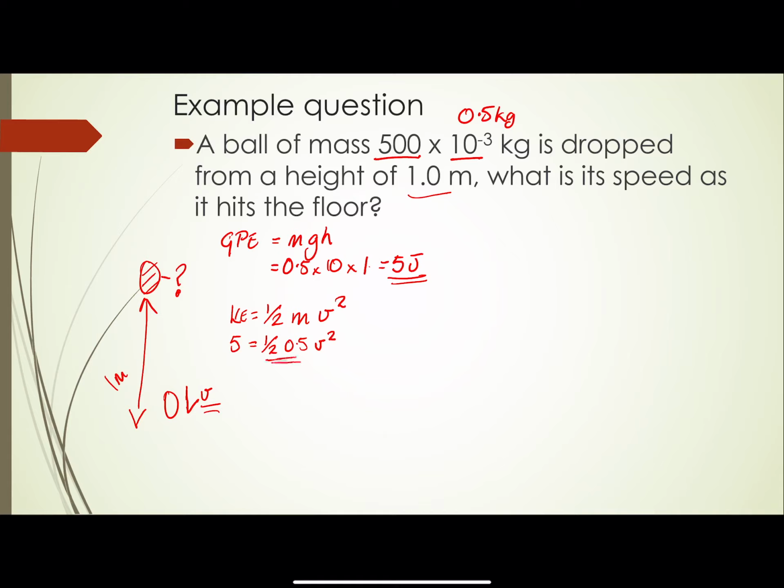Now I can multiply this part out and I'll get 5 equals 0.25 v squared. Now what I need to do is move the 0.25 from that side to the other side, and I'll get 5 divided by 0.25 equals v squared. So v squared equals 20. So that's how many 0.25s are there in 5. V squared equals 20. V equals the square root of 20. And I need to use my calculator now. I use my calculator and I get the answer of 4.4721359.